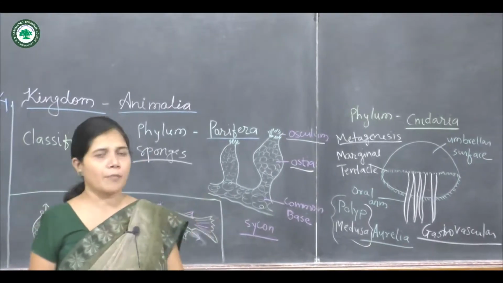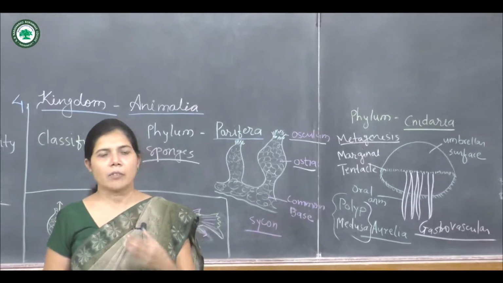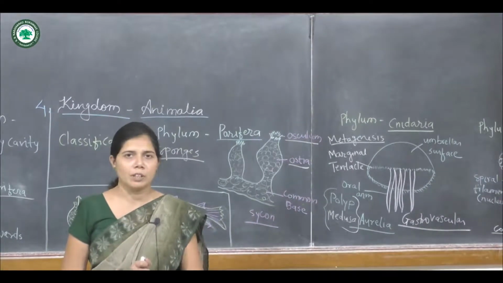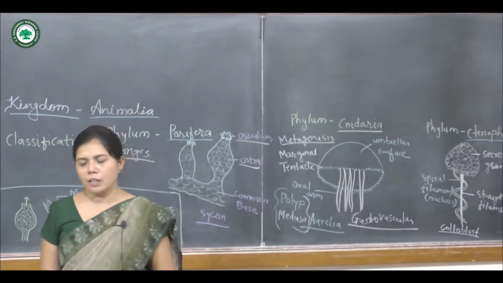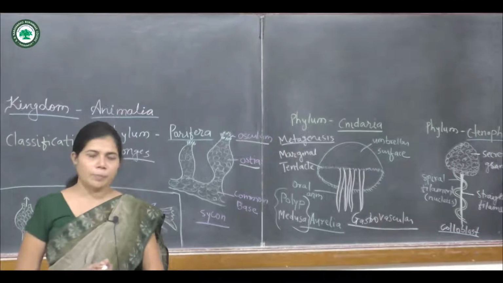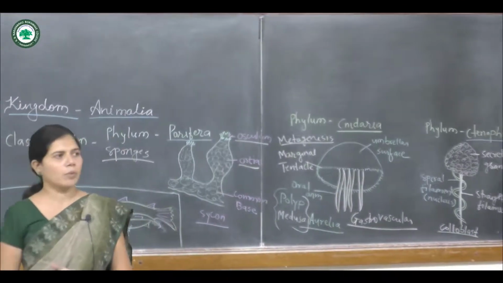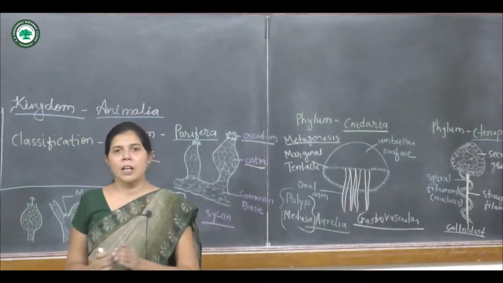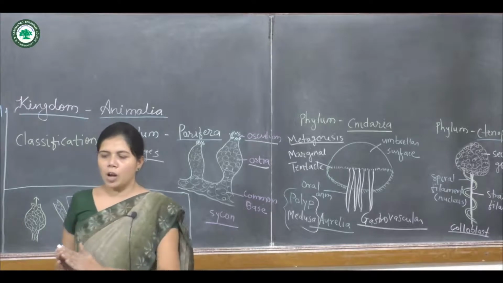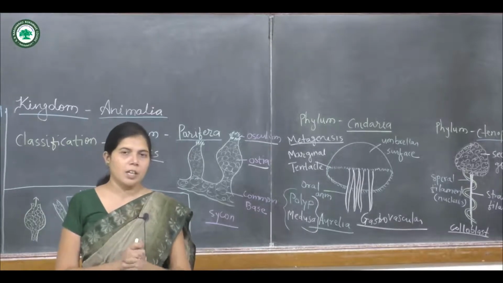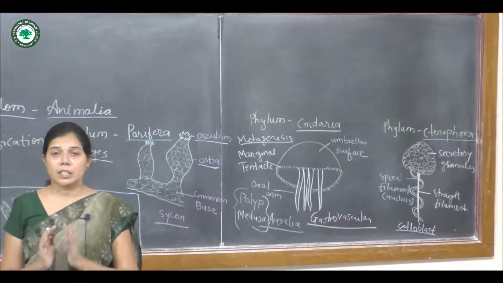The animals are found in sea water, so they are aquatic animals, mostly found in marine environments, and a few are free swimming or found in fresh water. The body is diploblastic, and the animals have tissue level organization.